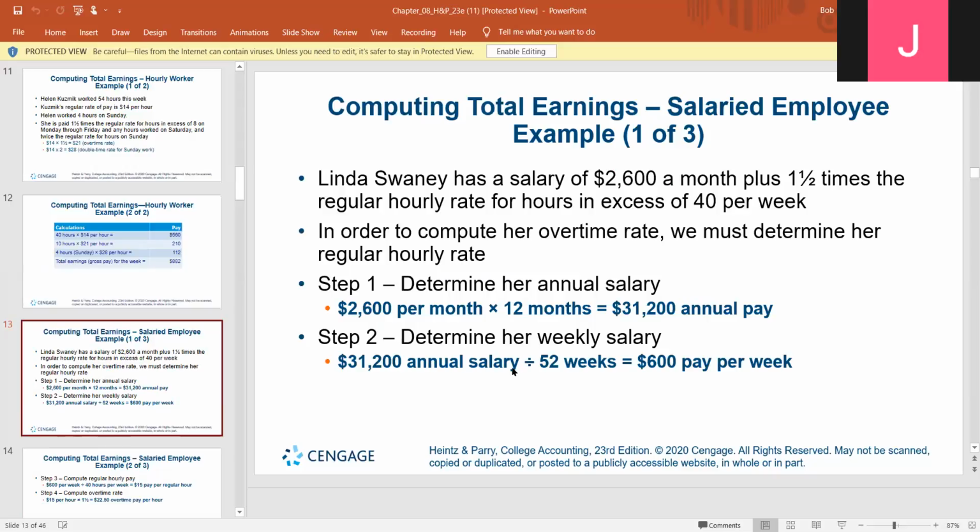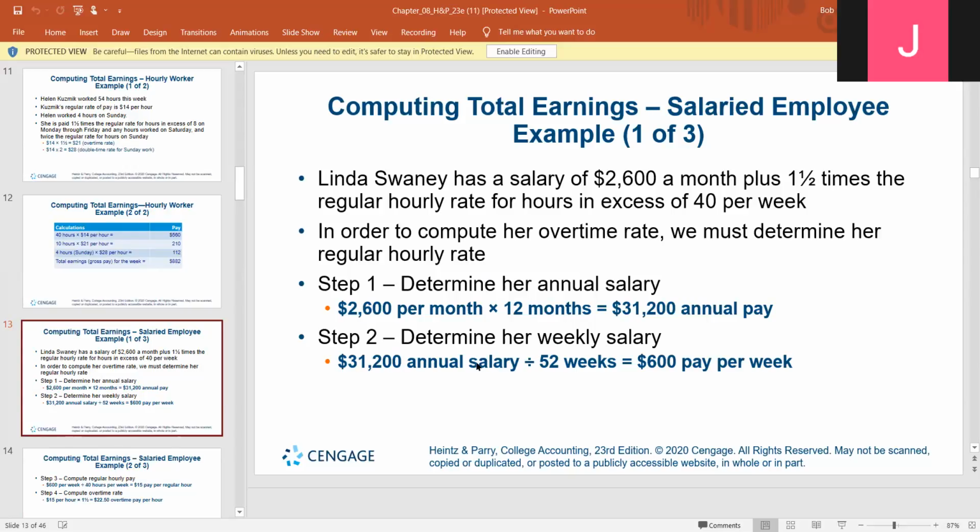Now, what do we do when we're talking about people who get paid other than hourly? Linda Sweeney has a salary of $2,600 a month plus 1.5 times her hourly rate for hours over 40 per week. So she's paid once a month, but she still gets time and a half if she works more than 40 hours in a week. In order to determine her overtime rate, and for any employee like this who gets paid biweekly or twice a month or something, you have to break it down to their hourly rate.